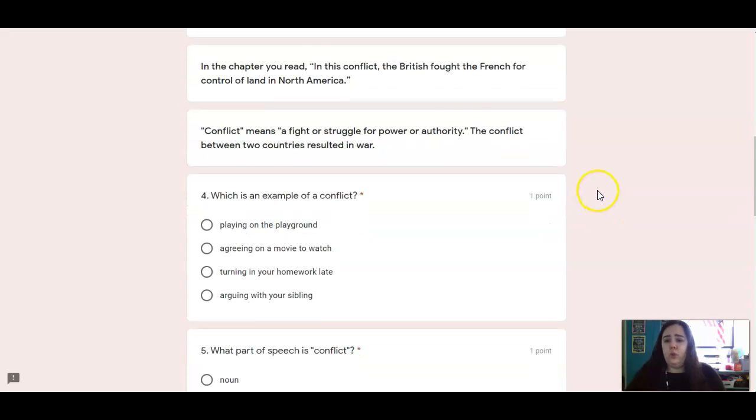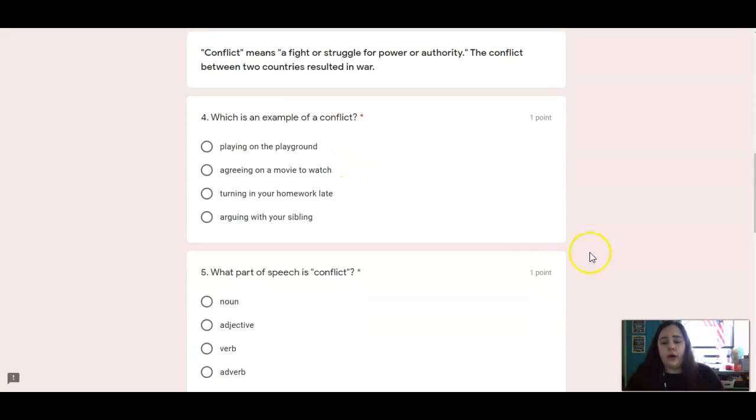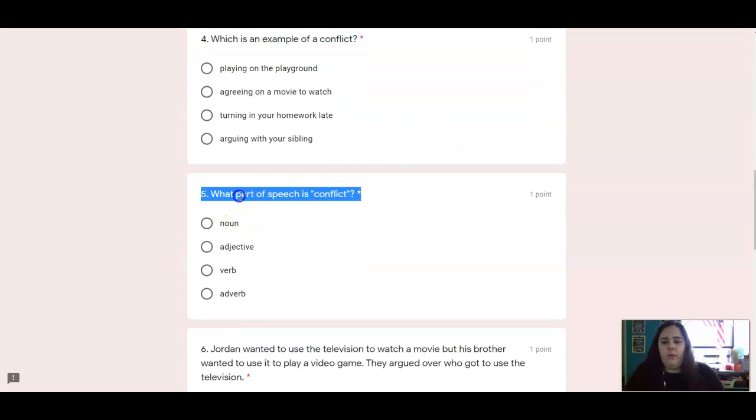And then we have a little bit of word work. It says, in the chapter you read, in this conflict, the British fought for the French for control of land in North America. So we're looking at this word here, conflict. Conflict means a fight or struggle for power or authority. The conflict between 2 countries resulted in war. So I want you to tell me which of these is an example of a conflict. So a fight or a struggle for power. What part of speech is conflict?